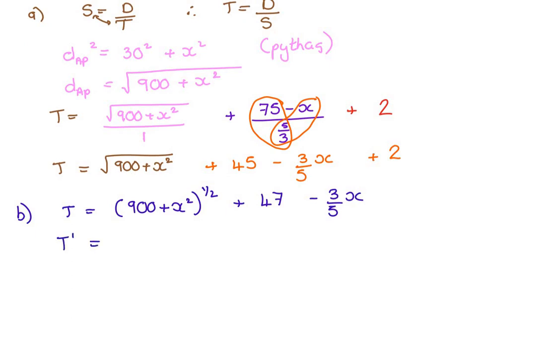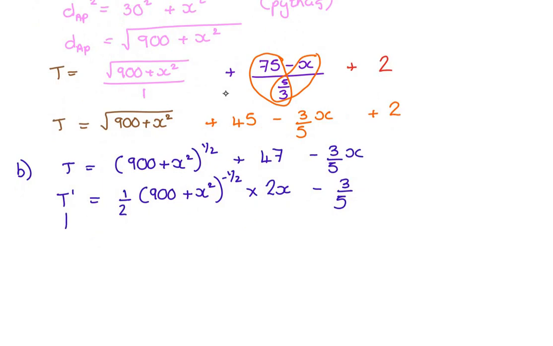First term is a quotient rule, so a half, 900, leave the inside alone, subtract 1, multiply by the derivative of the inside, which 900 differentiates to nothing, x squared to 2x. 47 differentiates to nothing, and minus 3 over 5x is just minus 3 over 5. Don't forget to explicitly show that you're making your derivative equal to 0.